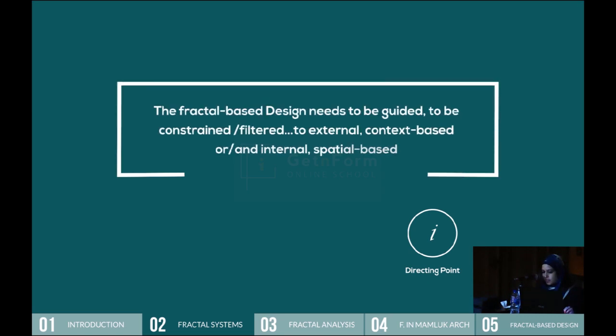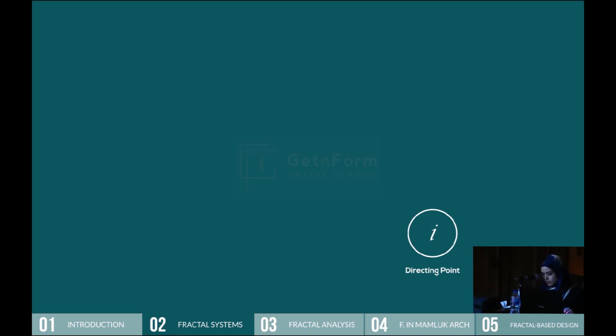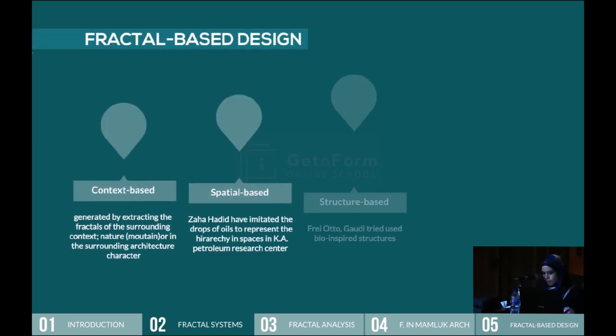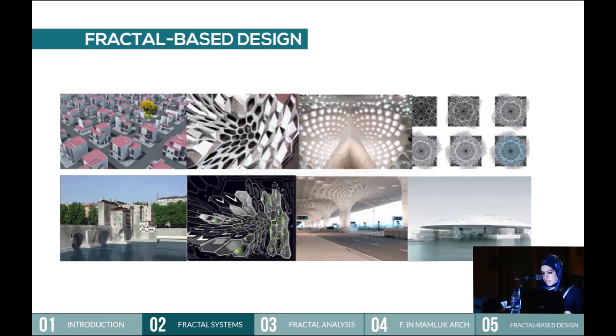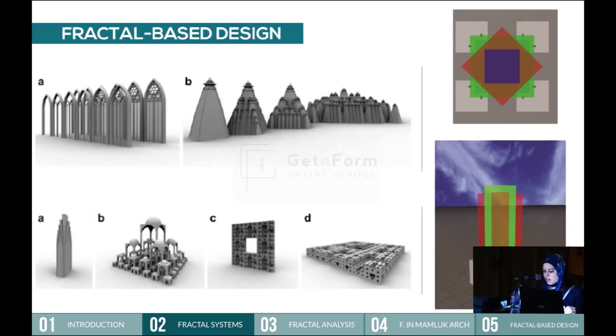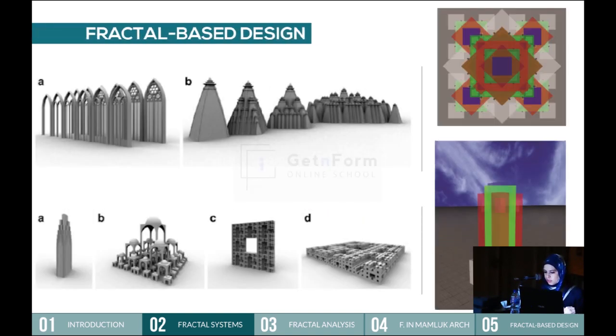Fractal-based design needs to be guided, to be constrained to an external context-based or an internal spatial basis. I summarize it in 4 main points: context-based, spatial-based, structure-based, and analytical-based. These are 4 examples for each case, by Jean Nouvel, Zaha Hadid, and Frei Otto. And there are some trials by researchers to make the forms an architectural form, as a part of the building or as a skyscraper for a full building.